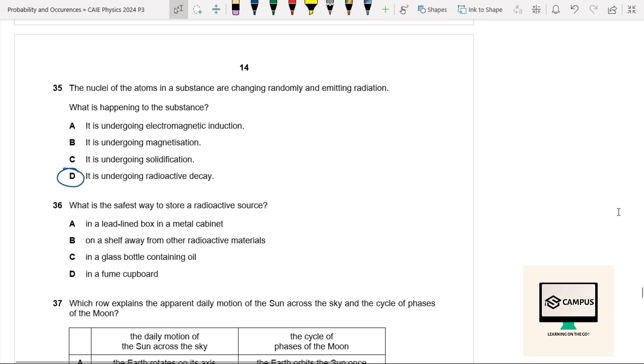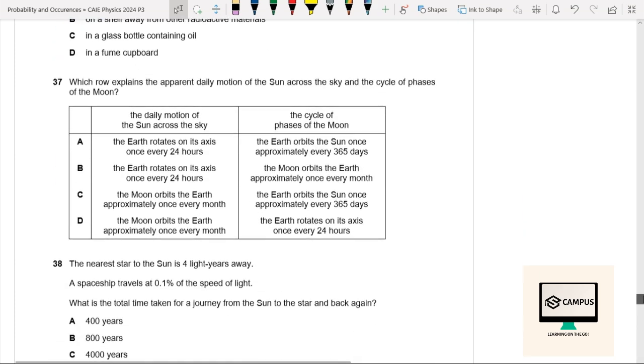Moving on to question number 36. What is the safest way to store a radioactive source? In a lead lined box, on a shelf, in a glass bottle, or in a fume cupboard? Well, B, C, and D are absurd. For radioactive storage, we need a material whose density is higher. So a lead lined box in a metal cabinet is the best way. We have a lead lined box itself, plus there's a metal cabinet. Both have higher densities, lead particularly.